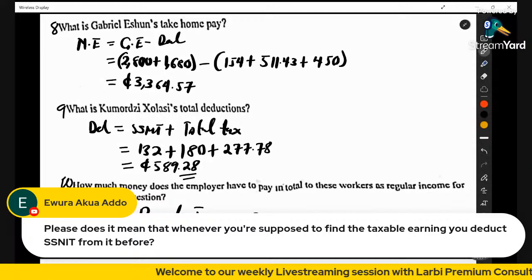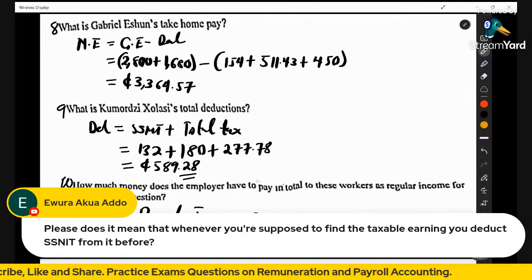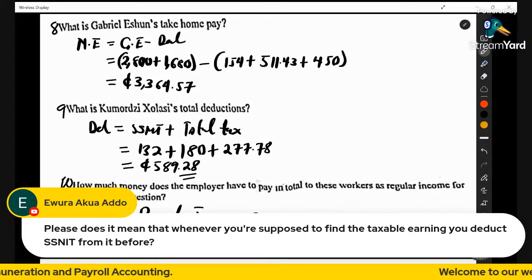At times, you'll be asked to calculate your SNET from that of the basic earnings, in this case that we're discussing. So once you get the amount, which is 5.5%, on application of the basic earning or the regular income, you then subtract that same amount from the regular earning or basic earning so that you get the taxable earning in that case.